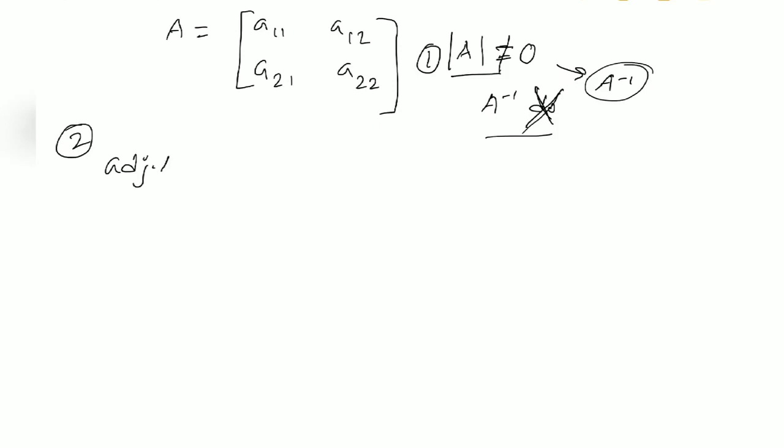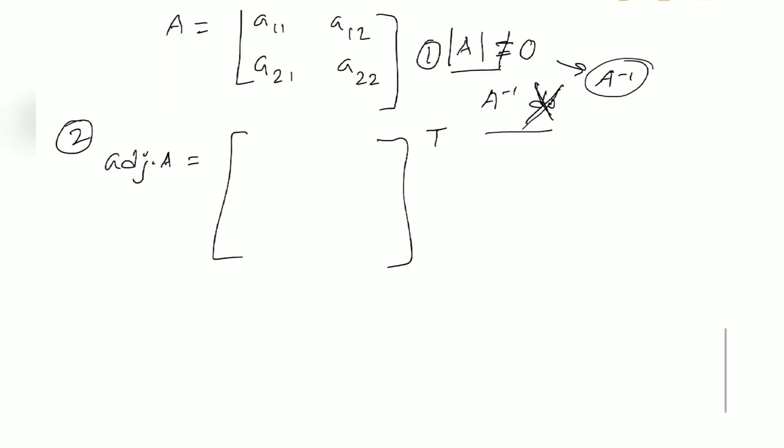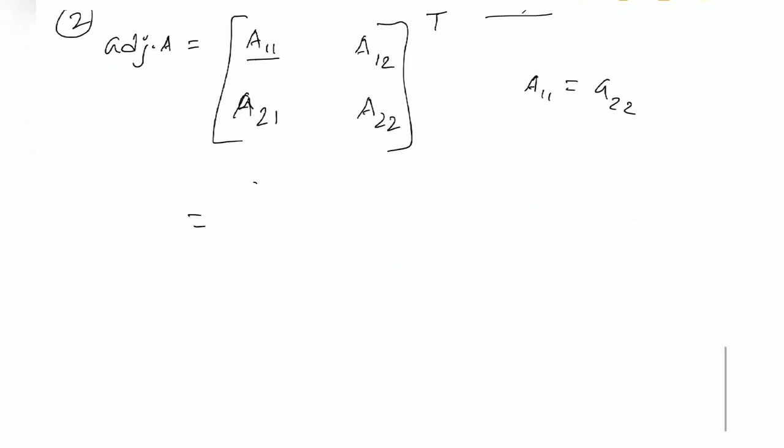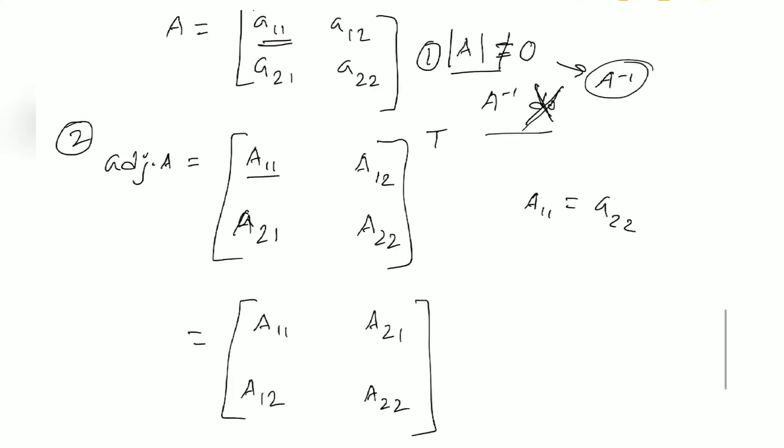Second step is to find the adjoint of the matrix A. What is the adjoint of the matrix A? Adjoint of the matrix A is the transpose of a matrix which consists of the cofactors of the corresponding position elements. Fine. Capital A11 here is nothing but the cofactor of A11. So what is the cofactor of A11? Obviously A22. You got it? I think you got it. Now if you do the transpose, then obviously you will get capital A11 here and capital A21 here, similarly capital A12 here and capital A22 here. Okay, fine.